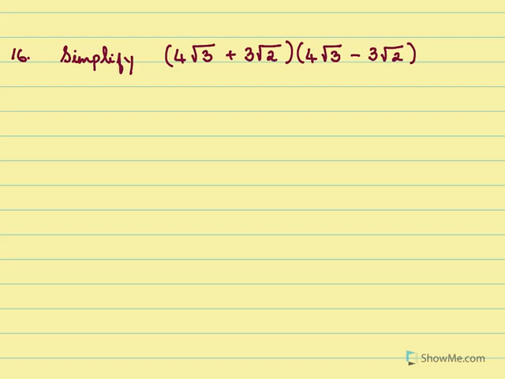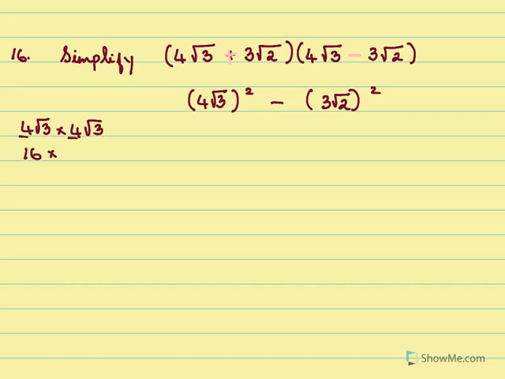Simplify: 4 square root of 3 plus 3 square root of 2 into 4 square root of 3 minus 3 square root of 2. So here, if you notice, this is a plus b and a minus b. So it is a square minus b square. So I have 4 root 3 which is my a and 3 root 2 which is my b. Now 4 root 3 into 4 root 3: 4 into 4 is 16, root 3 into root 3 is 3, so that would be 48.